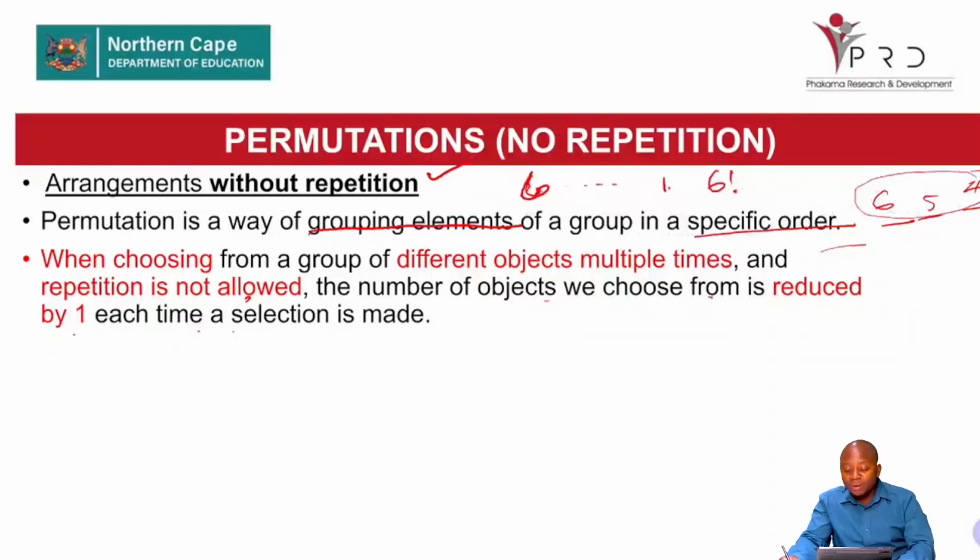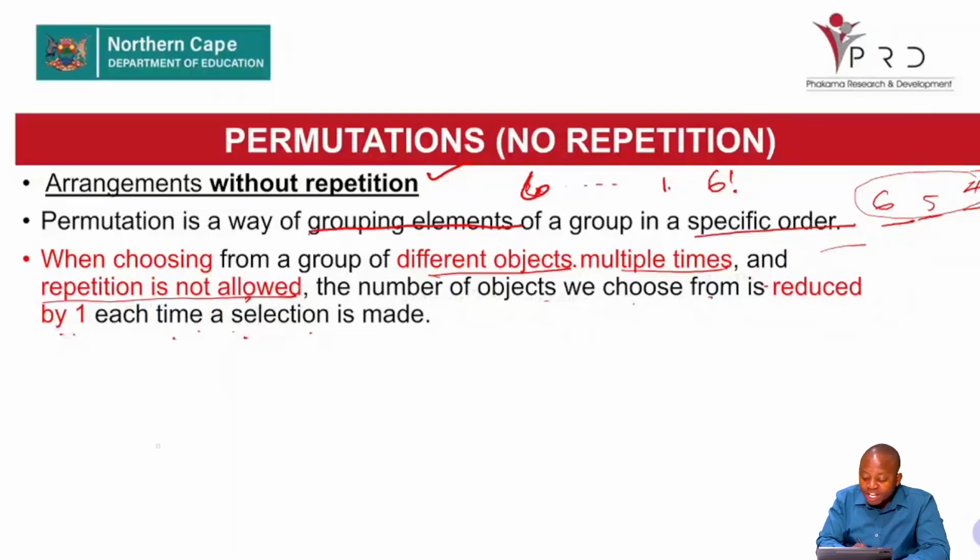So we're going to talk about that in this case. So with permutations, we're choosing from different objects multiple times and repetition is not allowed. That means the number we choose from is reduced by 1 each time we make a selection. Remember, first one we had options of 6. After we choose on the first event, how many options are we left with now? We were left with 5. After we choose from those 5 remaining, how many are we left with now? 4. So this is without repetition. If you pick a letter, we can't return that letter. That means the total will decrease.